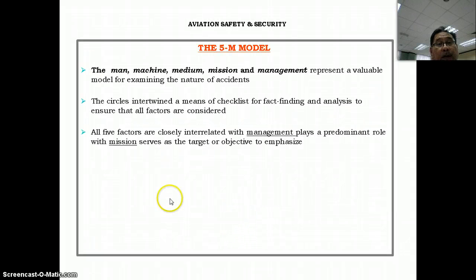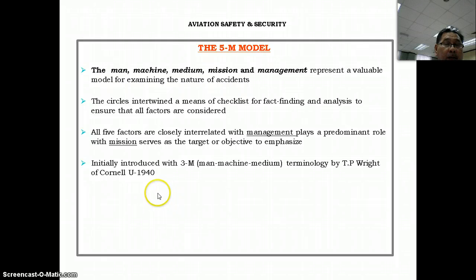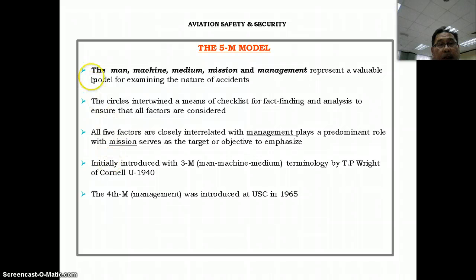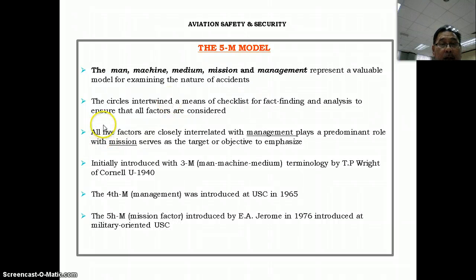Next, we go on to the 5M model. What are the 5M models? It consists of man, machine, medium, mission, and management, which present a valuable model for examining the nature of activity. The circles, which I will show you in a minute, intertwine, a means of checklist for fact-finding and analysis to ensure that all factors are considered.